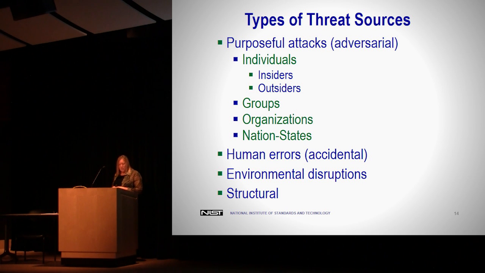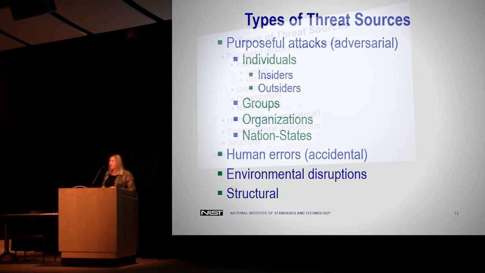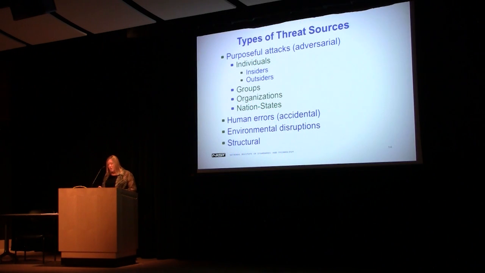So we also have other, accidental human errors. So it's not on purpose, but it can still be a threat, and we still have to address how we're going to protect against that. We have environmental disruptions, of course. We just had the terrible weather, tornadoes and whatnot, in the Midwest yesterday. So we have to consider those, and then of course structural threats, equipment failures, those sorts of things can still cause us problems and cause us to certainly have a loss of availability at a minimum. So those are our threat sources.